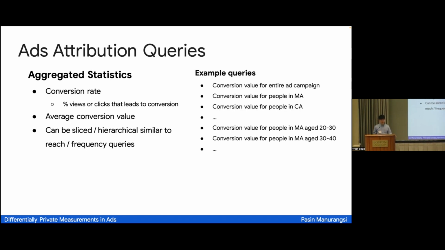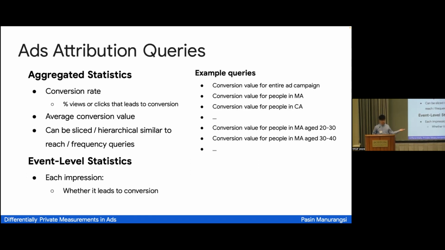Just to give you an example here, maybe you want the total conversion value across the whole campaign, and then the total conversion value for people in Massachusetts and in California, and then for Massachusetts, a certain age group, and so on and so forth. But not only do you want the aggregated statistics, sometimes it's also important to have event level statistics as well. An example here would be for each impression, you actually want to know exactly how many conversions it leads to and what is the total conversion value.